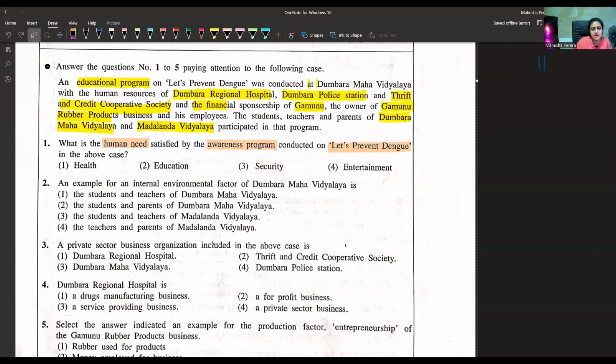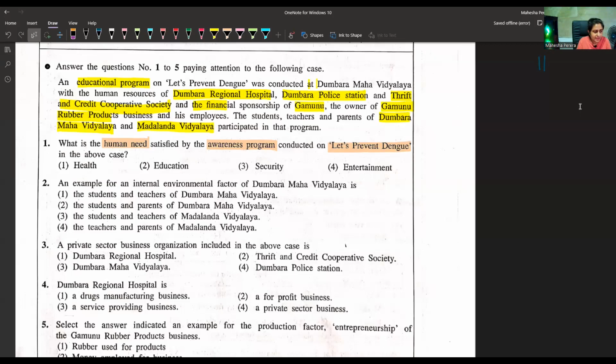Some say one, some say two. Definitely security and entertainment are out. Dengue is not entertainment, is it? Security is out. So it's not those. Then is it health or education? Now that is where the problem is.